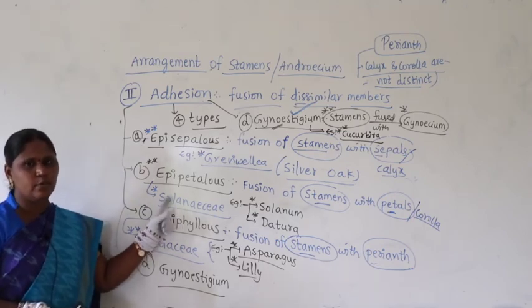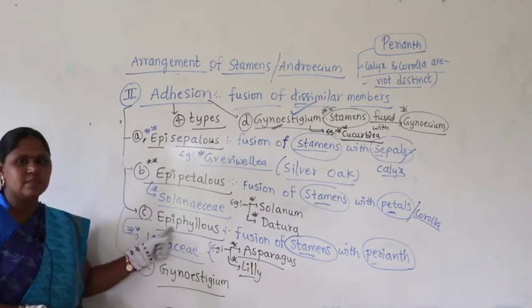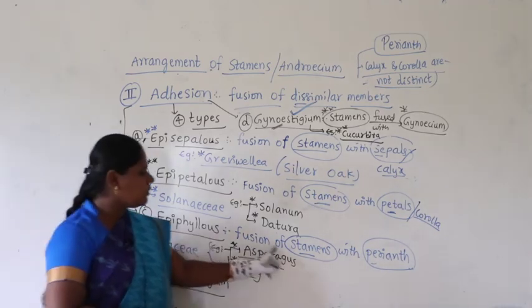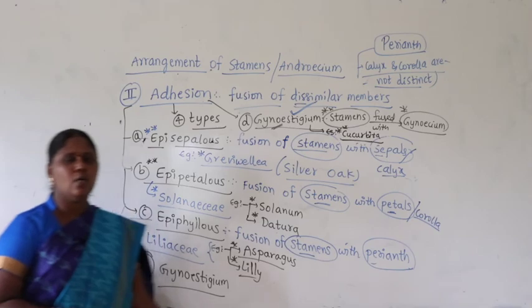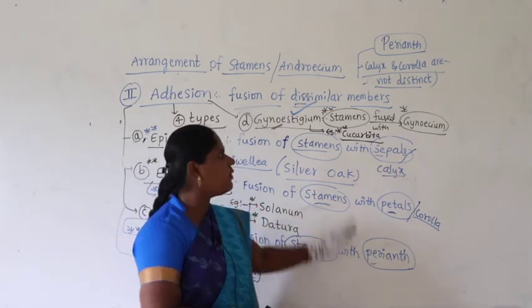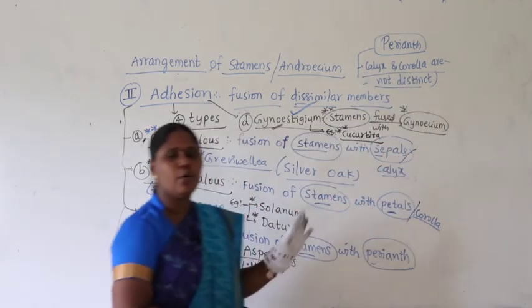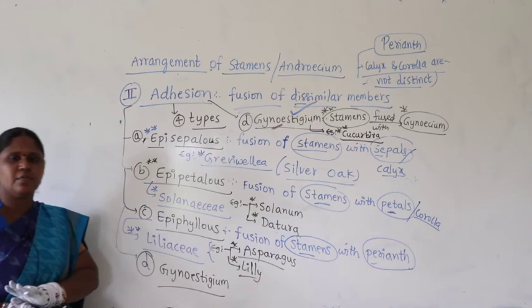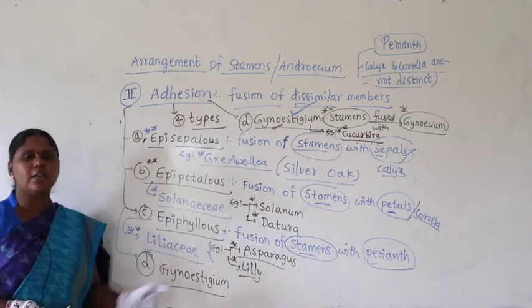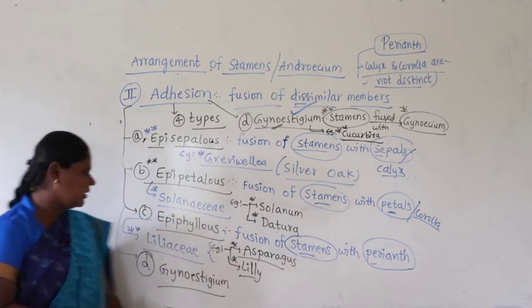Again, we are going to discuss this in the coming chapter called taxonomy. Next, epiphyllous: try to remember, it means fusion of stamens with perianth. What is the meaning of perianth? In previous classes I told you, perianth means calyx and corolla are not distinct, meaning both look similar, with no difference between calyx and corolla. Then you call it perianth. So here stamens are fused with perianth.